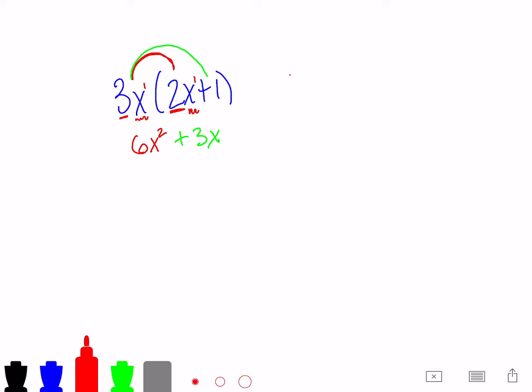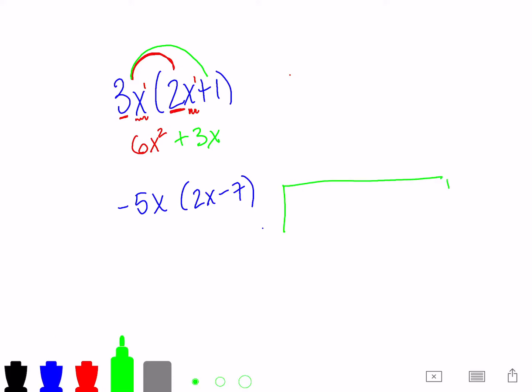Now, you may have also done it a different way. So if I give you negative 5x times, oh, I already did 2x minus 7. Now, you could set this up so that it's in a box. And the way that you set up the boxes is you look at how many terms you have. So here we have one term. We refer to that as a monomial. And here we have 2 terms, so we refer to that as a binomial.